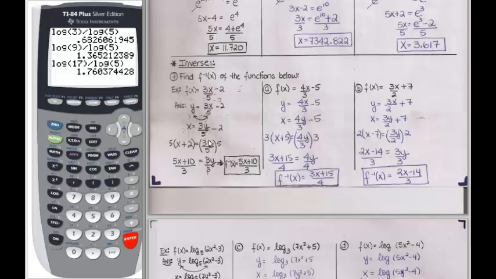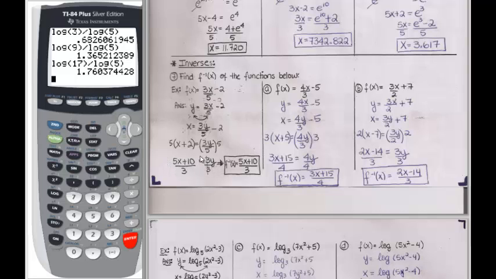I need to get rid of this fraction, so what do I do? I put parentheses on both sides and I multiply by 5. The 5 on this side cancels. I'm left with 3y. And on this side, I use the distributive property. 5 times x is 5x. 5 times 2 is 10. How do I get the y alone? Divide both sides by 3.